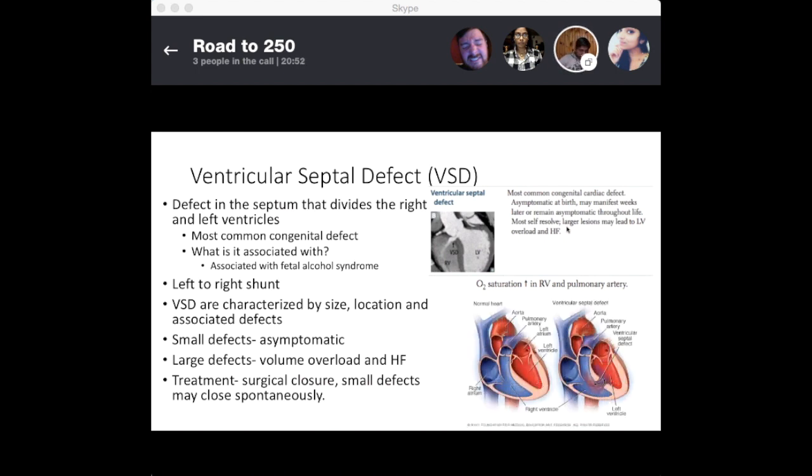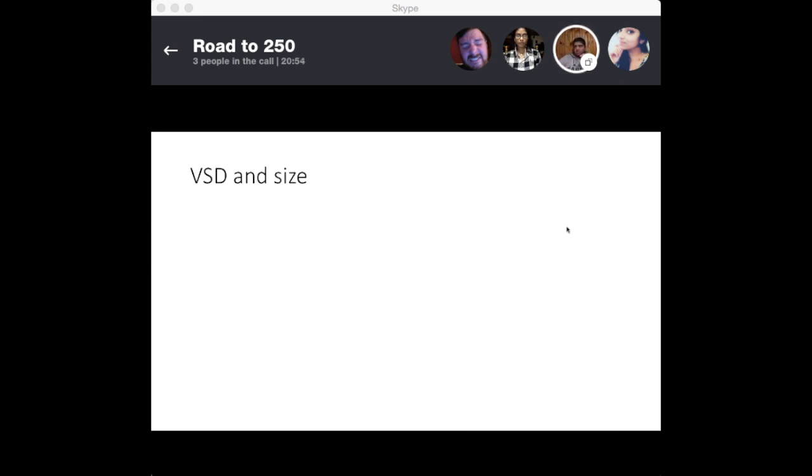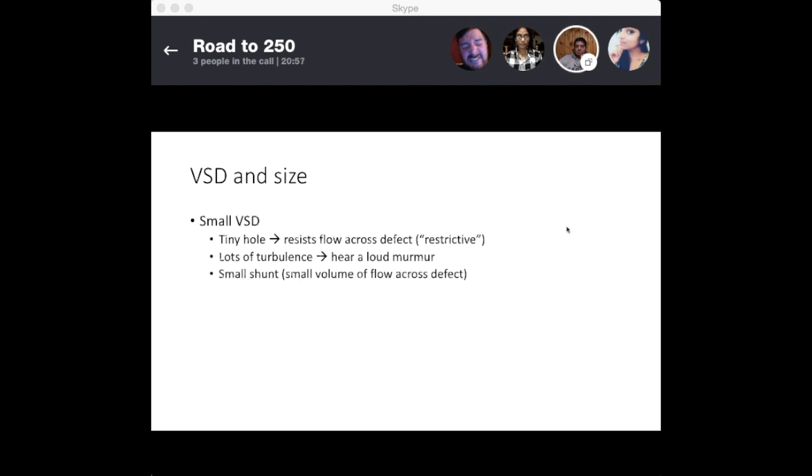Okay, so what is the big difference with VSD in size? When you have a small VSD, you have a tiny hole, so it resists the flow across the defect. So it's called a restrictive VSD. You're going to hear a lot of turbulence and a very loud murmur, but the shunt volume across the defect is not very much. So you hear a loud murmur and say, wow, there's something there, and the patient would be worried. But it's really a benign condition because not a lot of volume is crossing.